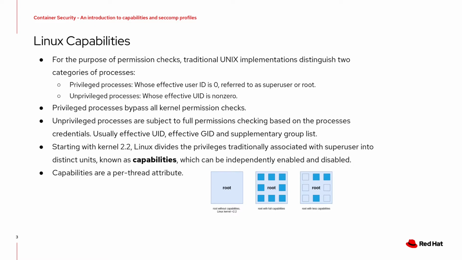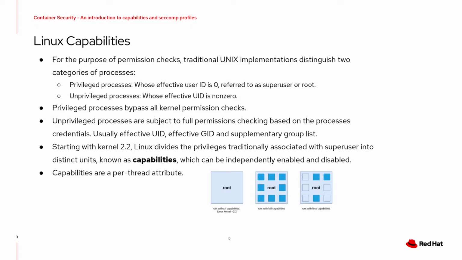Starting with kernel 2.2, Linux divides the privileges traditionally associated with superuser into distinct units, known as capabilities, which can be independently enabled and disabled. Those capabilities are a per-thread attribute, meaning that every thread will have its own capabilities assigned. If you look at the image in this slide, you can see a box with root. This is before Linux kernel 2.2. At that point, root processes were assigned full privileges, and you could not remove privileges from those processes.